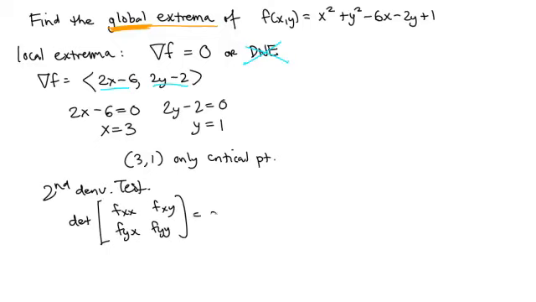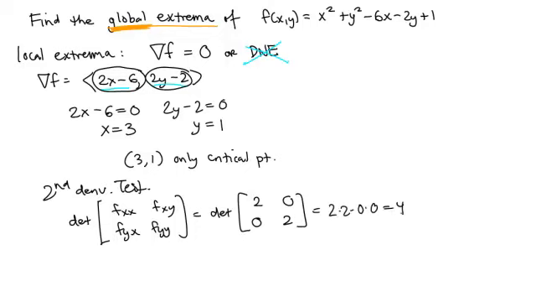So let's work out those entries. If this is the derivative of f with respect to x, then its derivative fxx would be 2 and fxy would be 0. Since this is the derivative with respect to y, its derivative with respect to x would be 0, and its derivative with respect to y would be 2. And so the determinant of this is 4. Since that's greater than 0, we know that we're at an extremum. And since the fxx term is positive, this tells us that we have a local minimum.